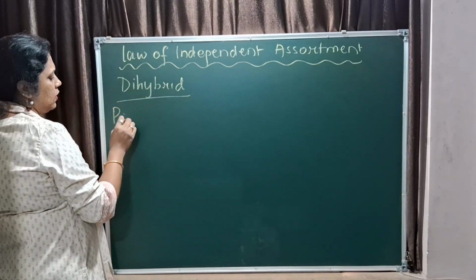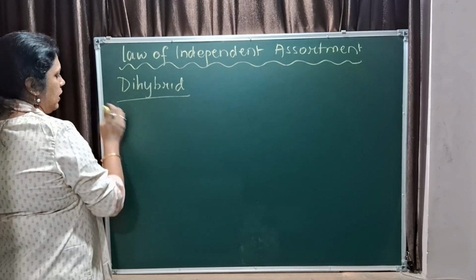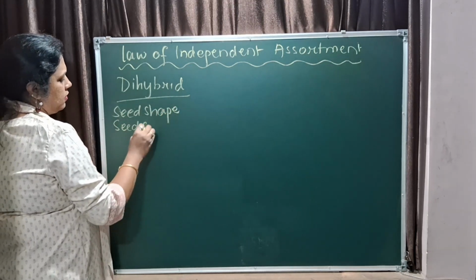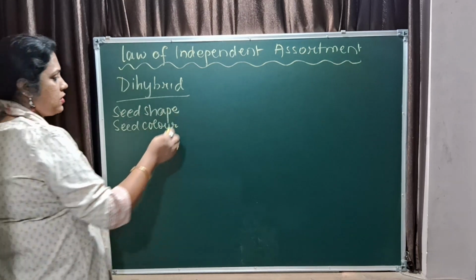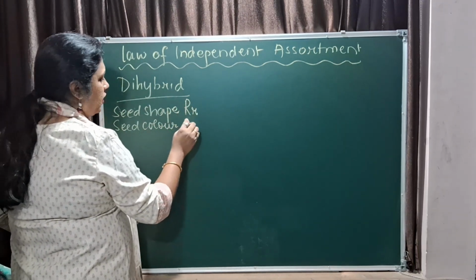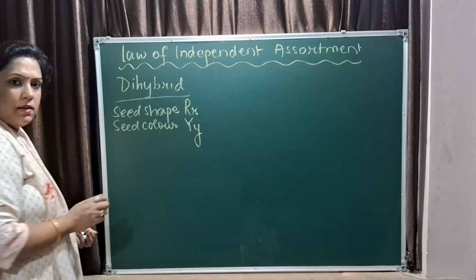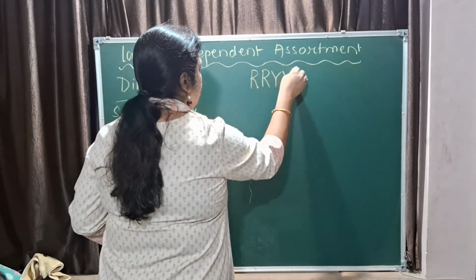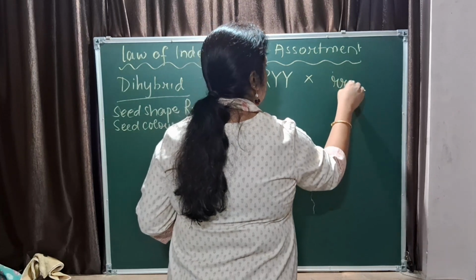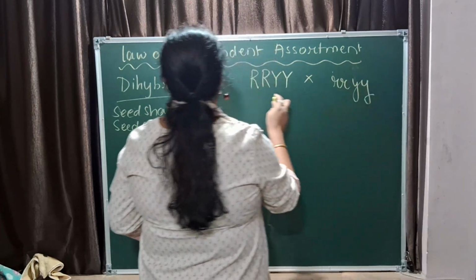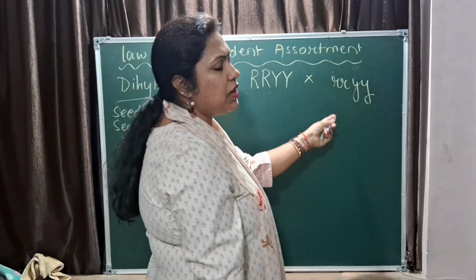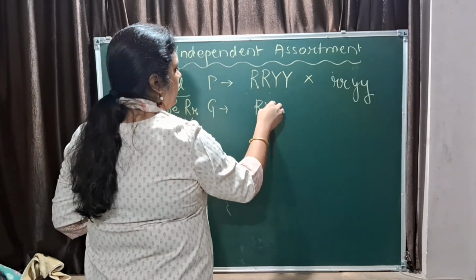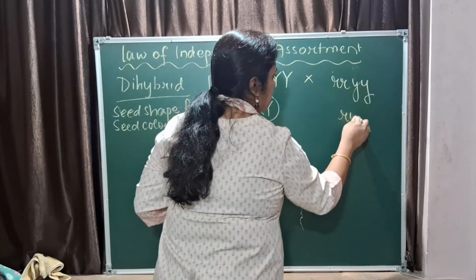So what are the 2 characters that I will take? I will take the seed shape and seed color. What is the seed shape? Round and wrinkled. And what is the seed color? Yellow and green. Is that clear? So now let us see. We always have a homozygous parent. So this one is a round yellow seed and a wrinkled green seed. So this is the parent. Gametes, if you see, this will form one kind of gamete and this will form another kind of gamete.